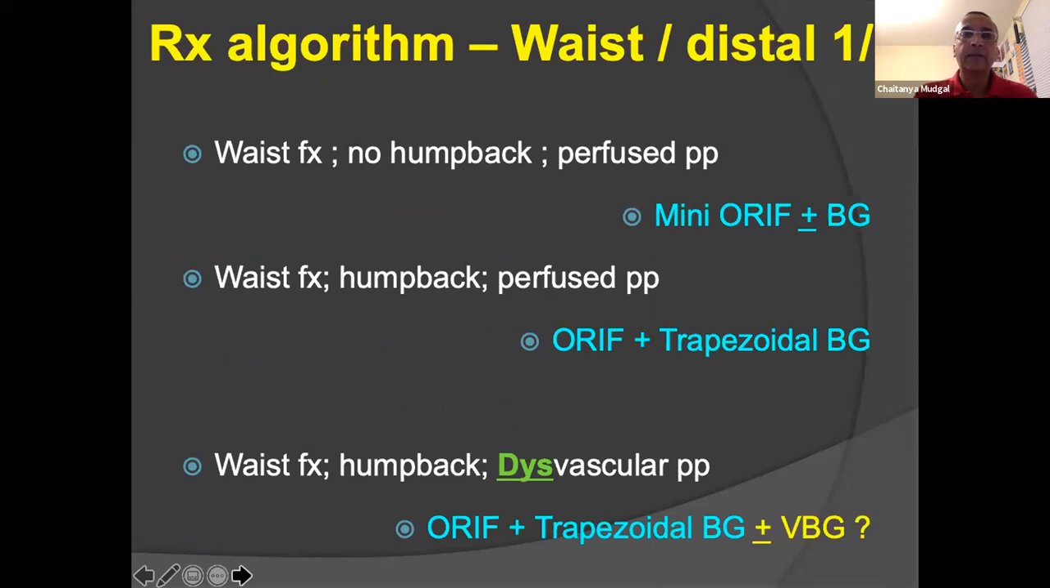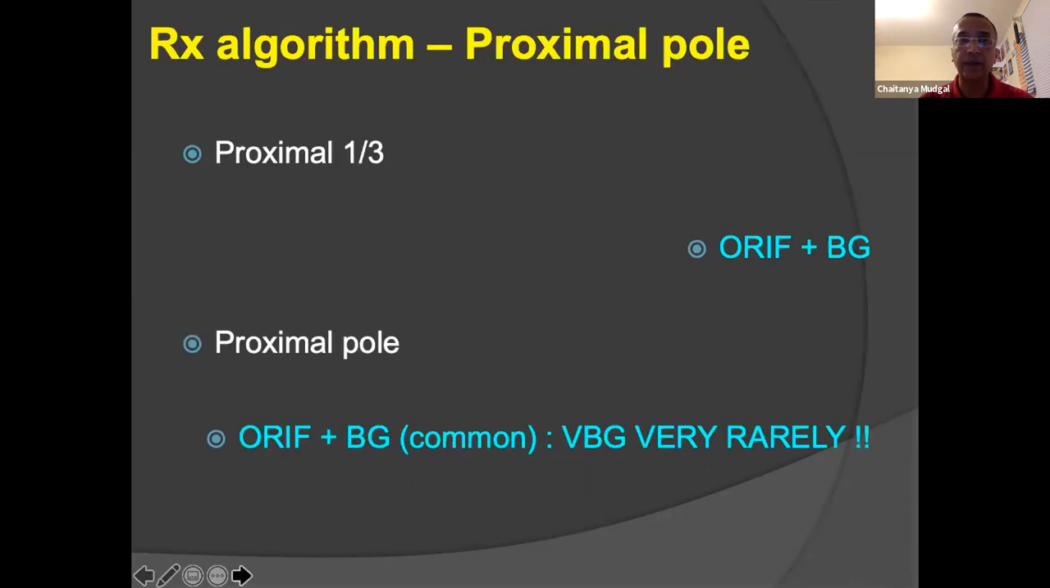If it's a waist fracture with no humpback and a perfused proximal pole, I simply just graft it, or graft it through the screw track before fixing it, or just use a screw. If there is a humpback and a perfused proximal pole, I use a trapezoidal graft, and I'll show you an example of that. If it's a humpback with a dysvascular proximal pole, I still use trapezoidal graft with fixation. I have placed here a vascularized bone graft for the sake of argument and for being controversial, but I'll show you the data in a little bit, which may help you understand why I don't use it anymore.